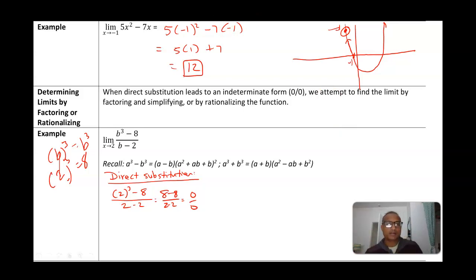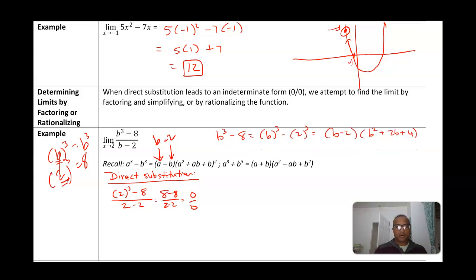So what we have here is a difference of cubes, a cubed minus b cubed. Now, when we have a cubed minus b cubed, in this case, a is the base, which is b, and b is the other base, which is 2. We're going to have the formula a minus b, where our a value is b and our b value is 2. So we're going to have b minus 2 times a squared plus ab plus b squared.